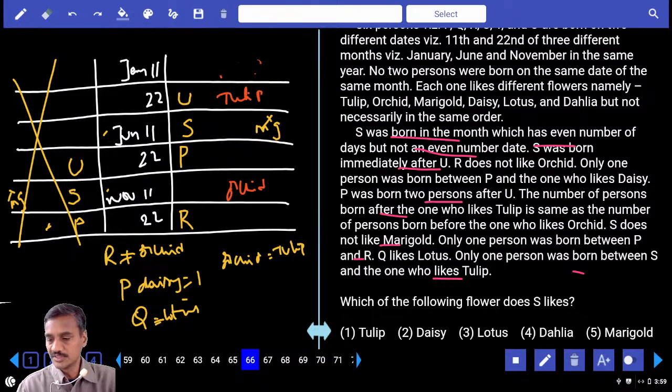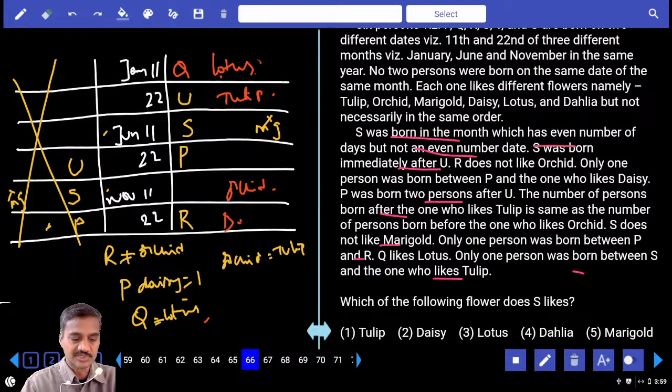And now here, only 1 person between S and the one who likes tulip. If orchid is at this place and tulip is here, then Q lotus must be at this place. Are you getting this or not? Q lotus. The next one, P and Daisy with exactly 1 person is not possible otherwise, and Daisy is here. And if Daisy is here, R is not orchid, and S is not marigold, hence P is marigold.